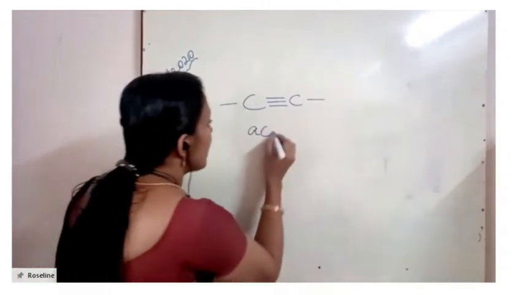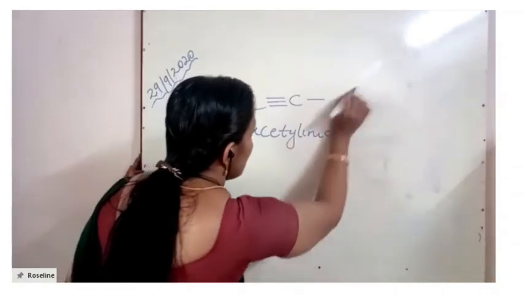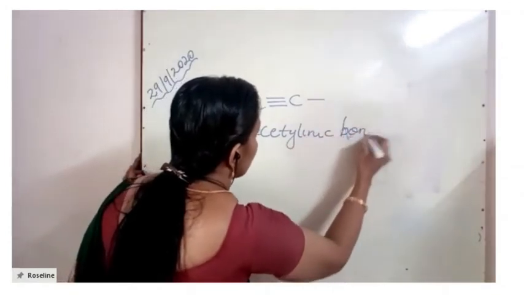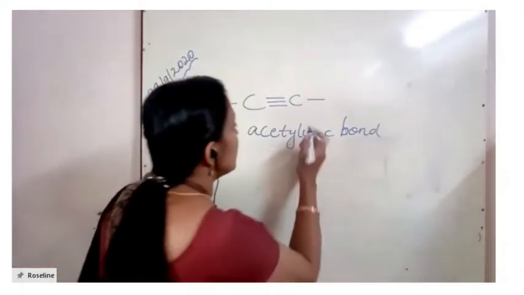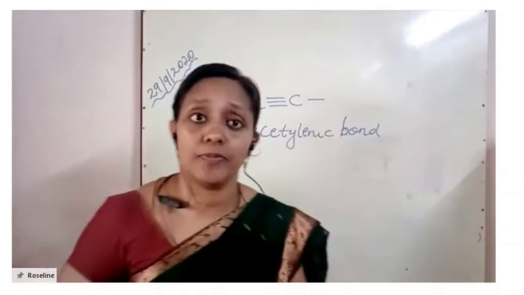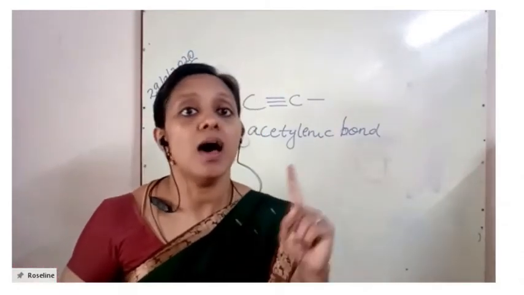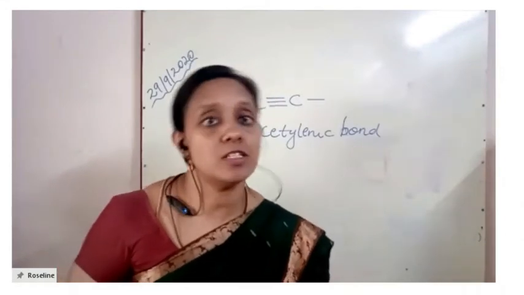What is it called, children? Acetylenic bond. Carbon-carbon triple bond is otherwise called acetylenic bond. So I have already told you that the first member among alkynes is ethyne, otherwise called acetylene.